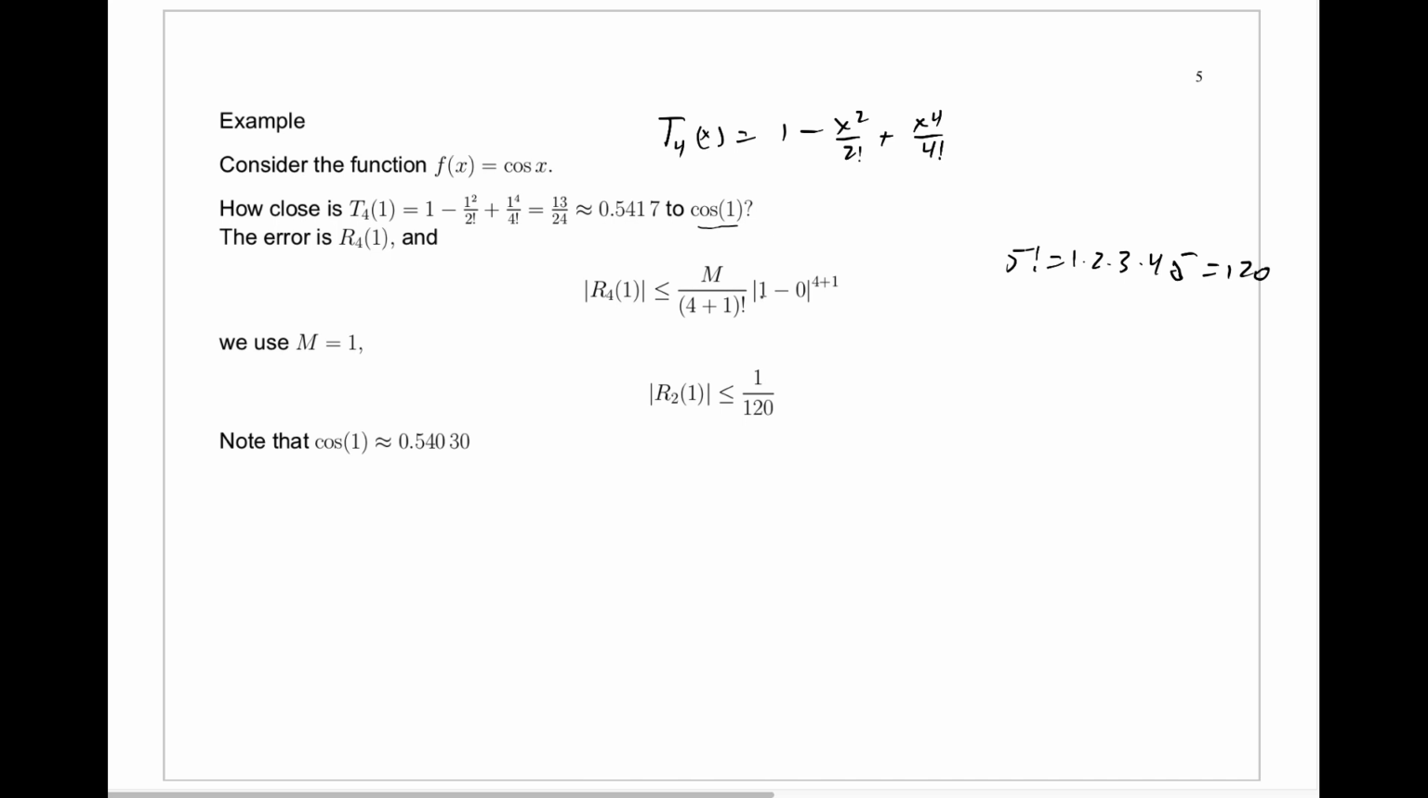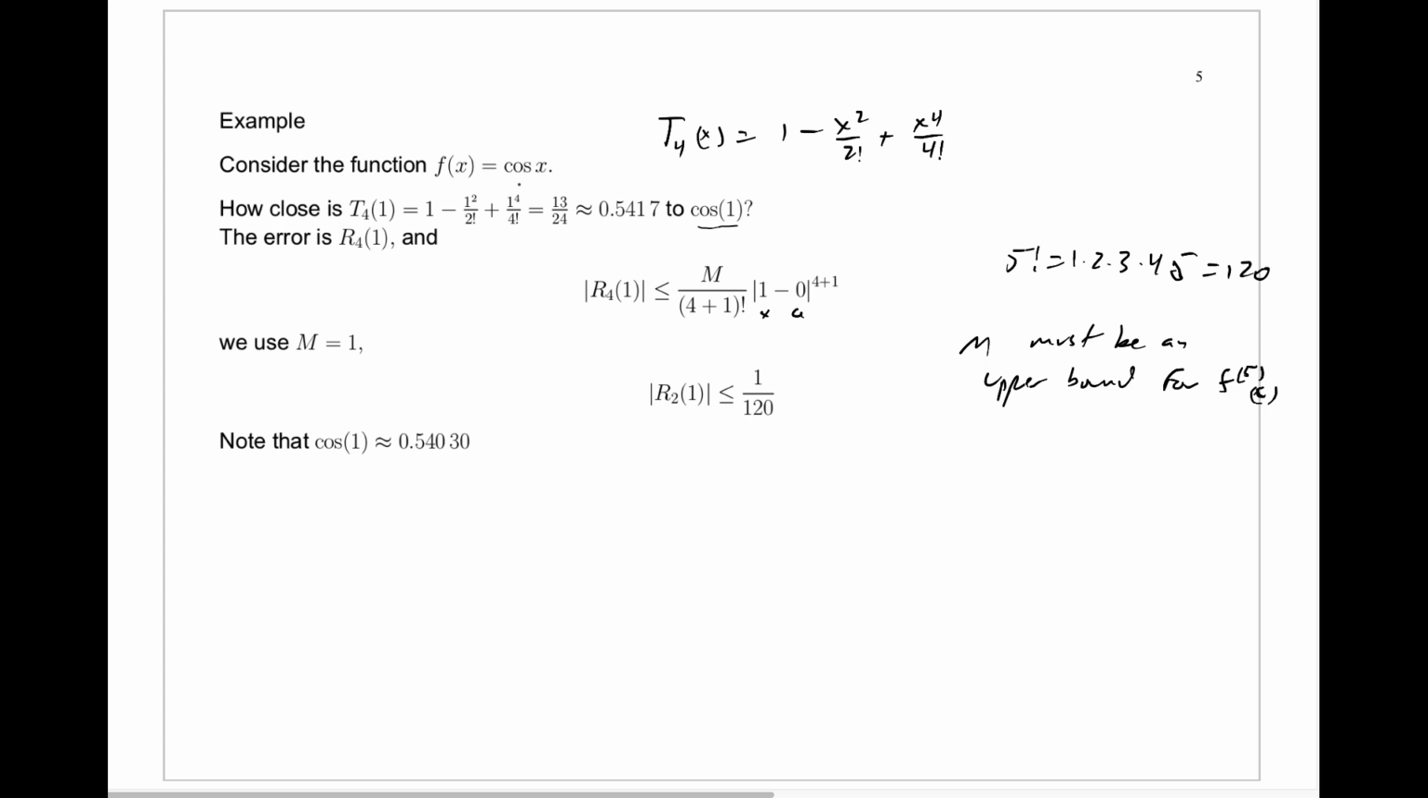And you have to multiply by x minus a to the 5th power. This is our x here; we're choosing to look at 1. And this is our a; the center of the series is 0. So that number is just 1 to the 5th power, which is just 1 here. Now, what do we use for M? M has to be an upper bound for the 5th derivative of f at c, where c is between 0 and 1.